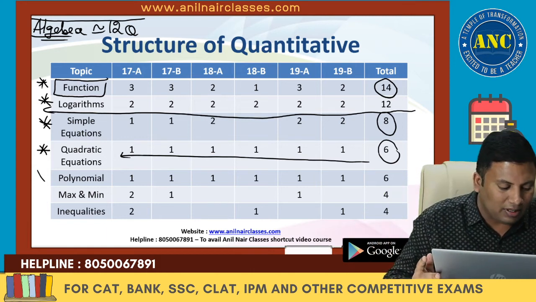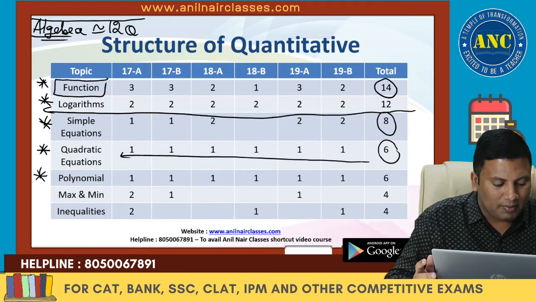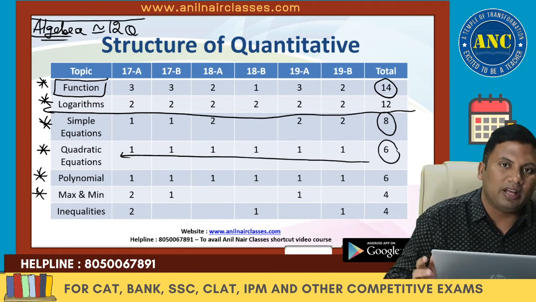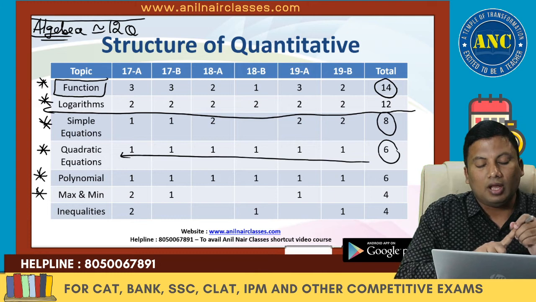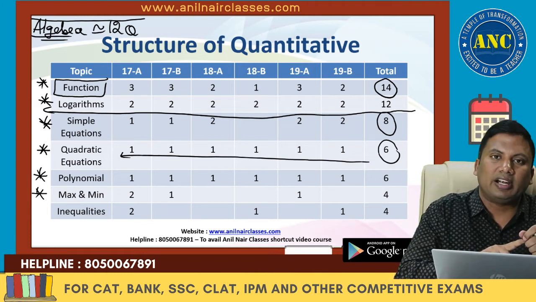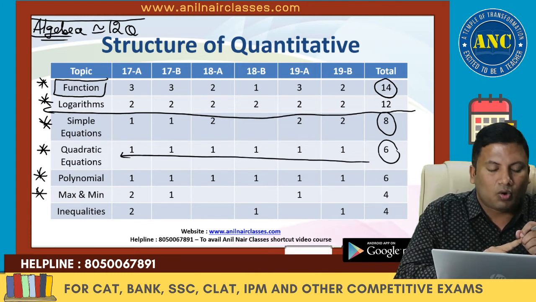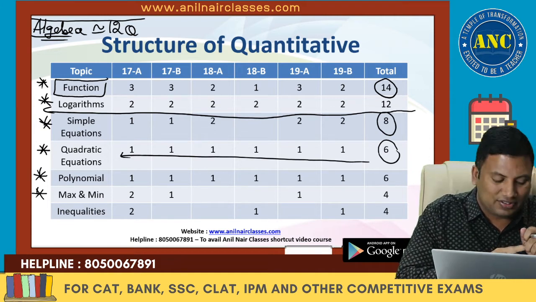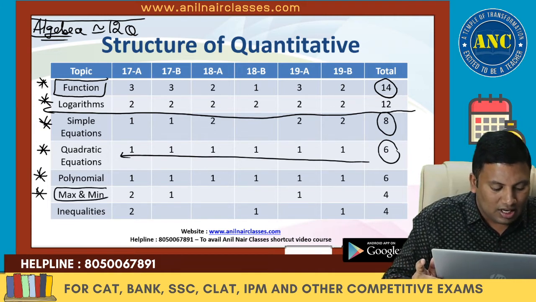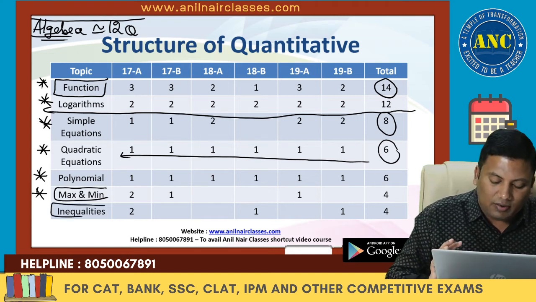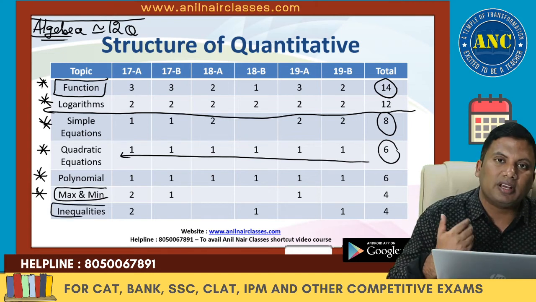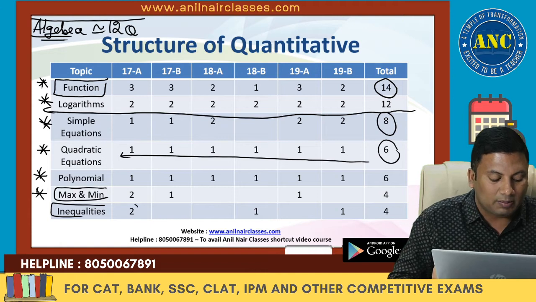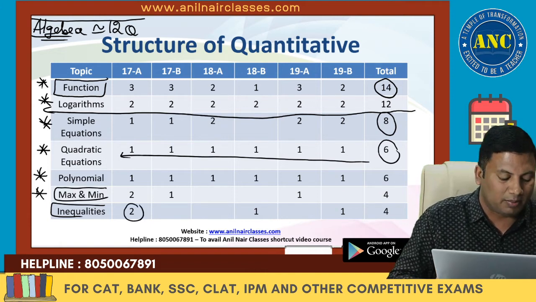Polynomial equations, one question came. Maxima and minima, whether related to progressions or to AM, GM, HM, quartile mean, and some maxima minima questions based on graphs. Inequalities: sometimes one question is coming, sometimes no question is coming, sometimes maximum 2 questions are coming.